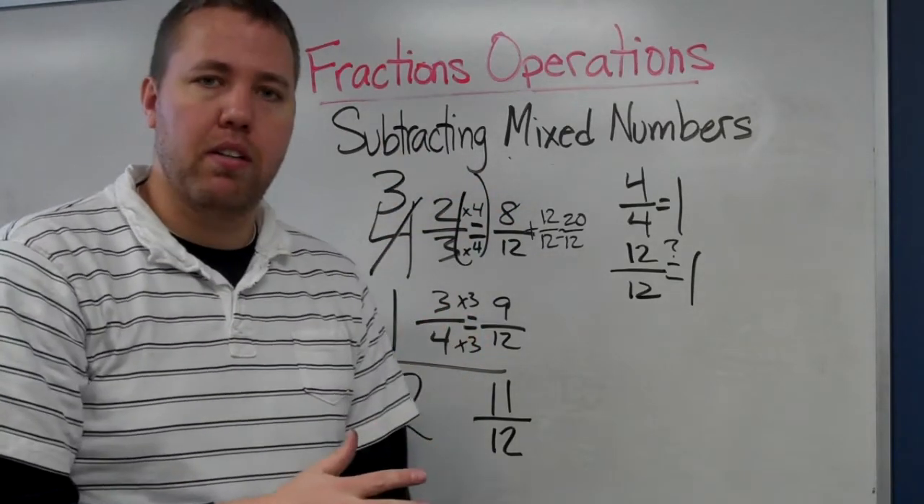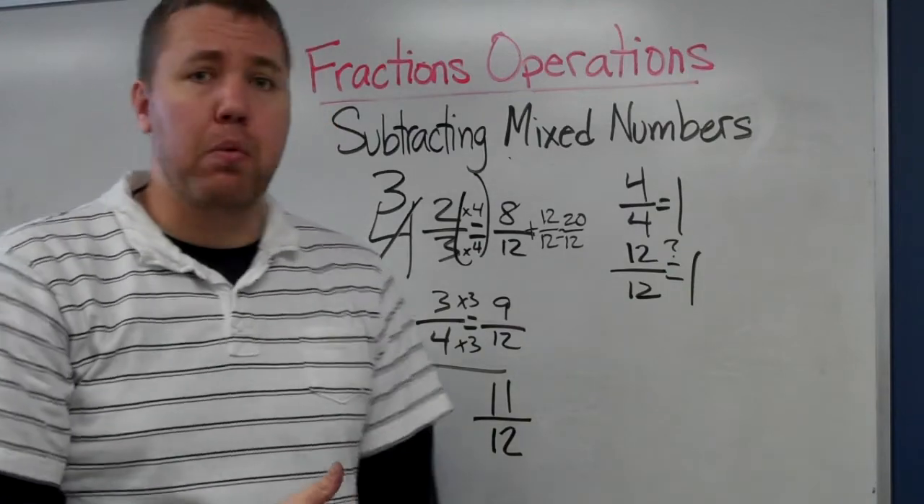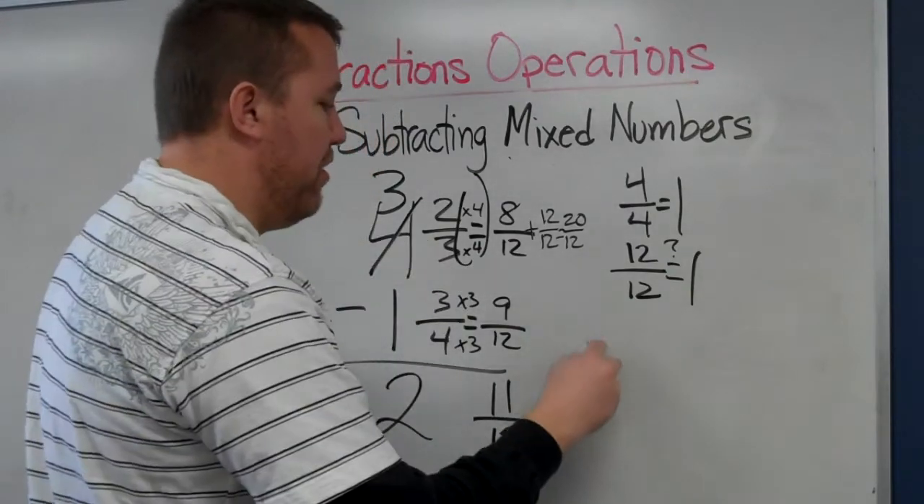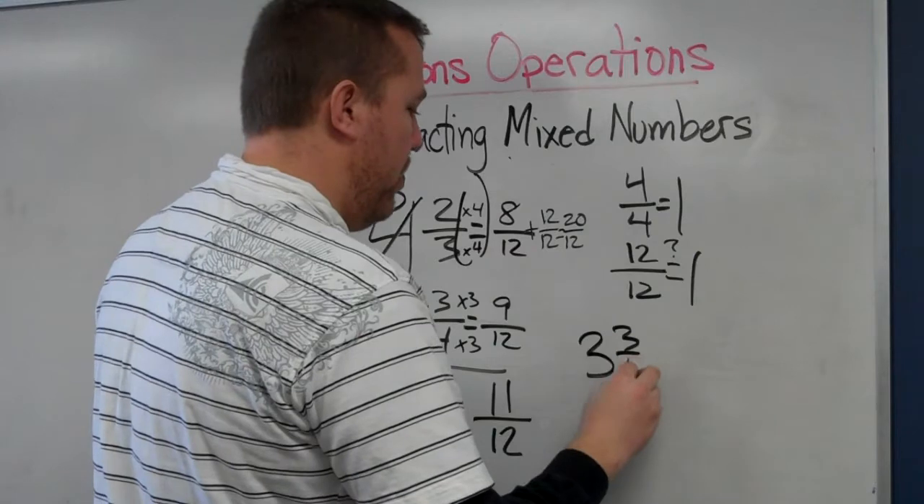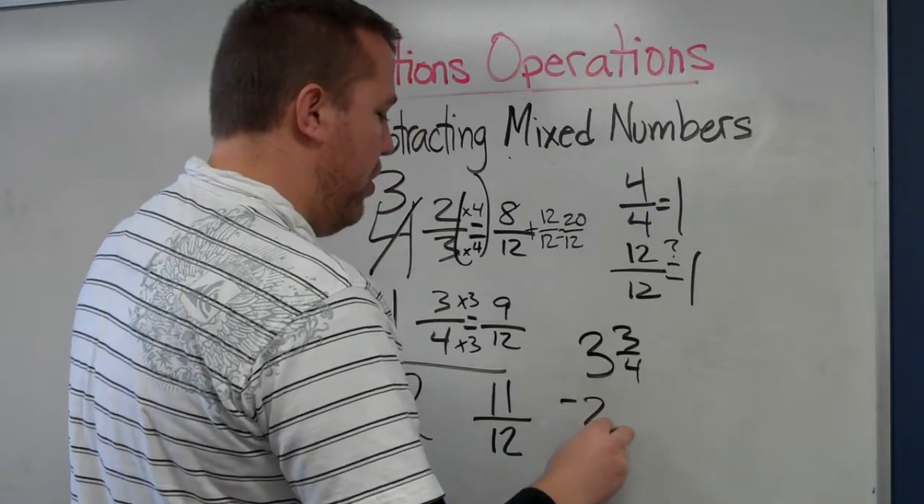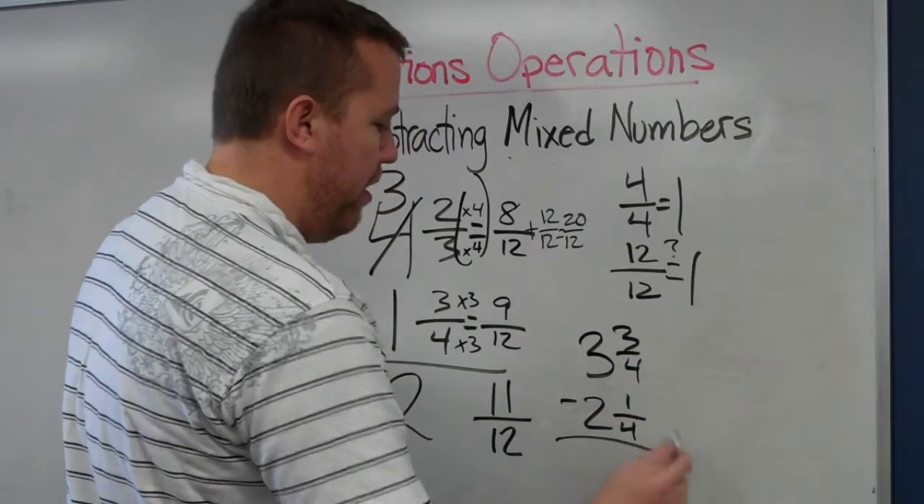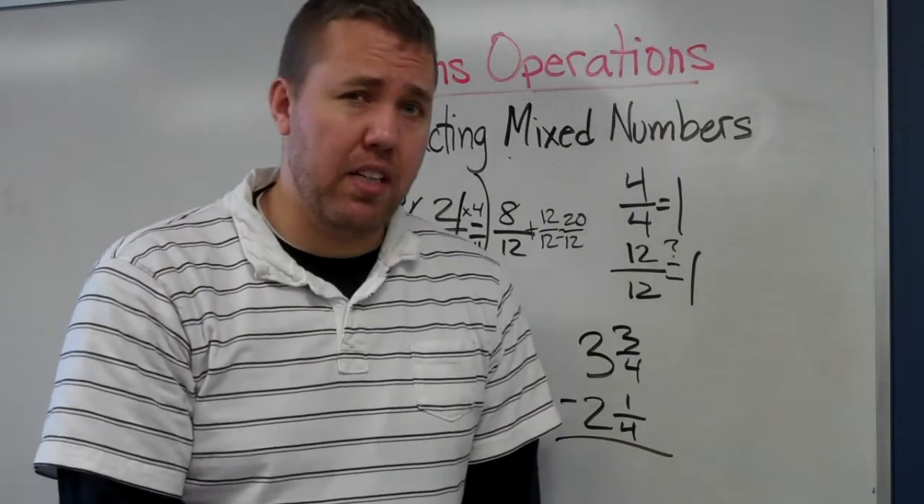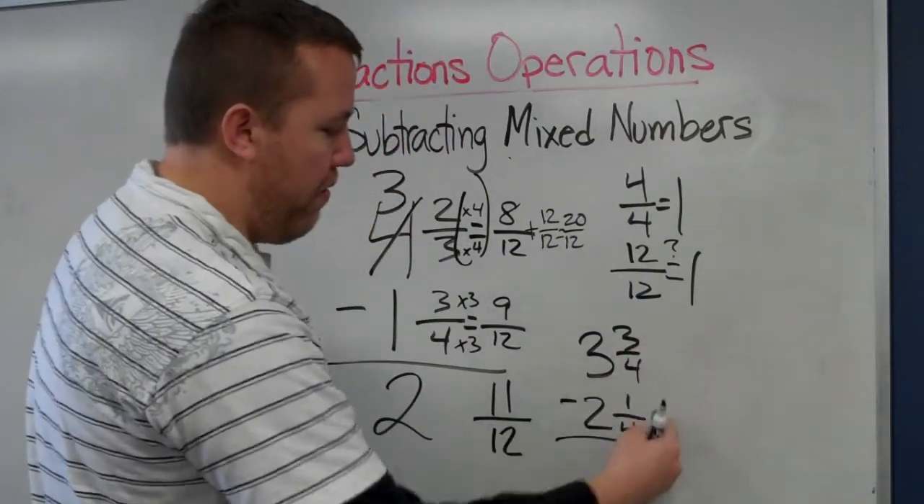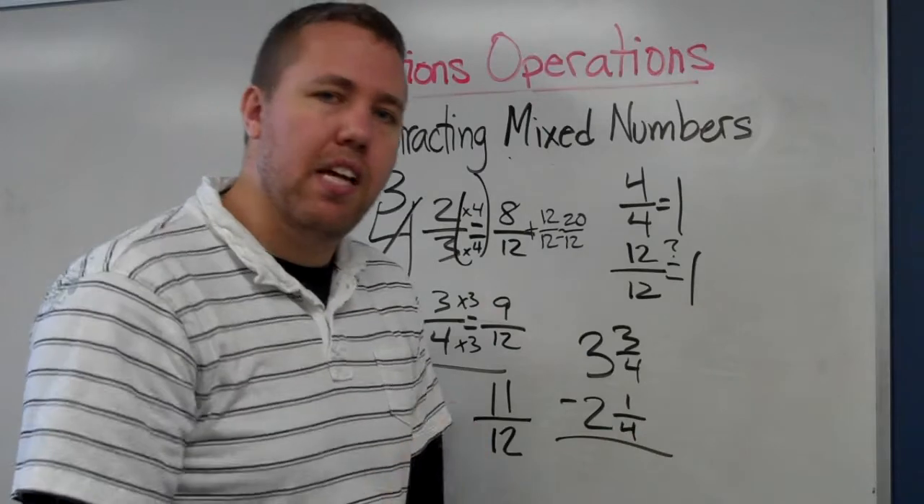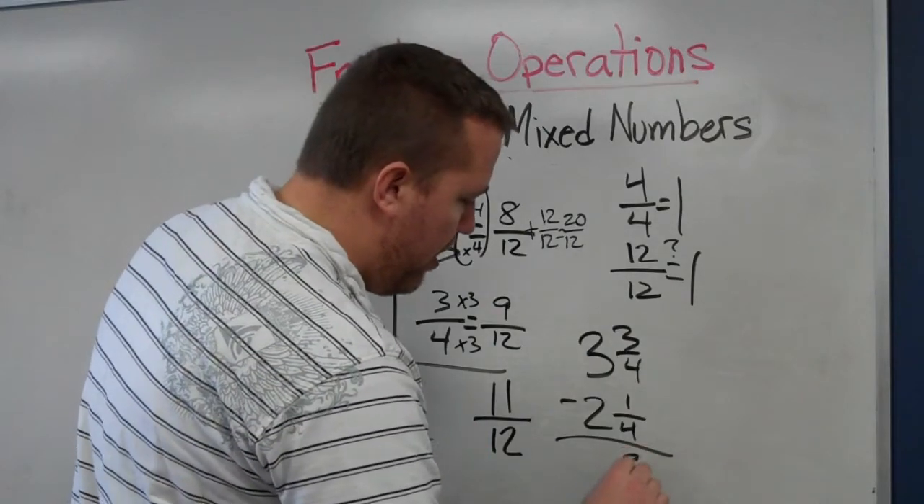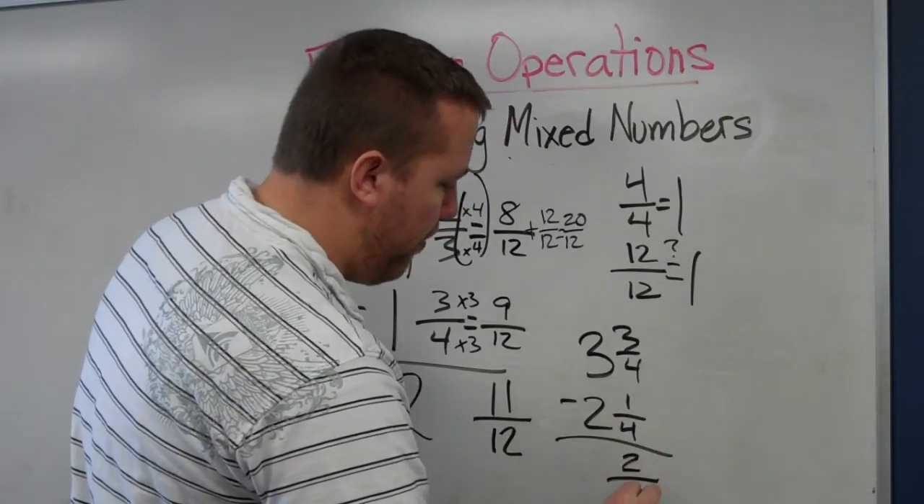Now, don't worry. Subtracting mixed numbers, they won't always be this hard. Let's look at this. 3 and 3/4 minus 2 and 1/4. Okay, I am subtracting mixed numbers. I start with the fractional part. I have 3 of something. Can I take away 1 of something? Sure thing. 3 minus 1 is 2, and we are talking fourths.